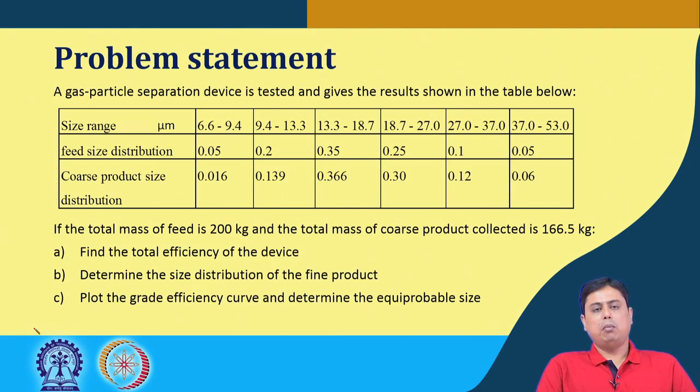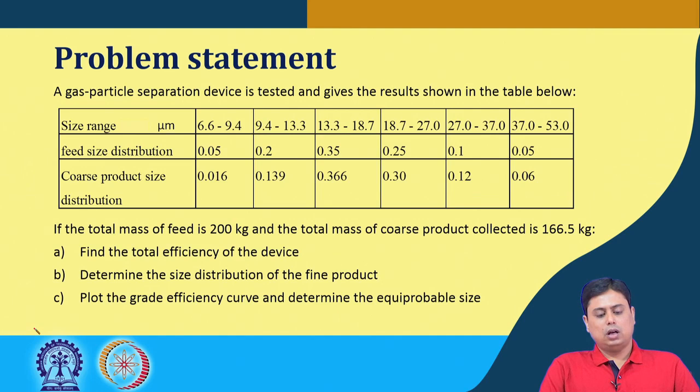Now, if the total mass of feed is 200 kg and the total mass of the coarse product that is collected is 116.6 kg, then the questions are: find the total efficiency of the device, determine the size distribution of the product, and plot the grade efficiency curve to determine the equiprobable size, that is the x50, the value of x50.